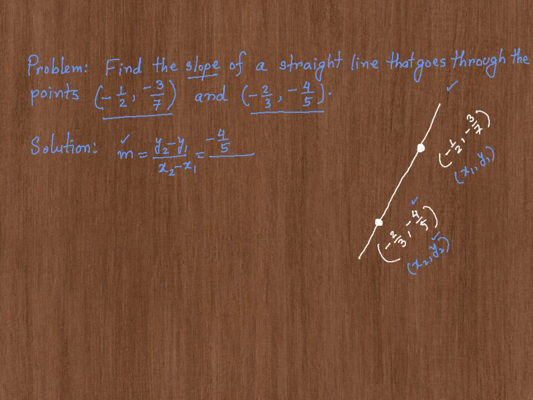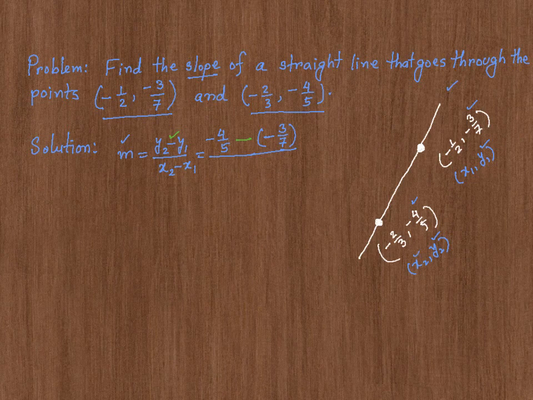Then minus, this minus is actually this one from the formula, y1. What is my y1? This value, negative 3 over 7. Now I am going to put it inside the parenthesis, negative 3 over 7, so that you can see it clearly and there is no confusion.